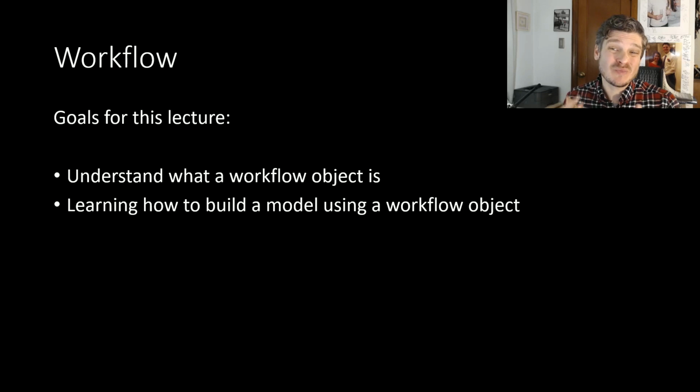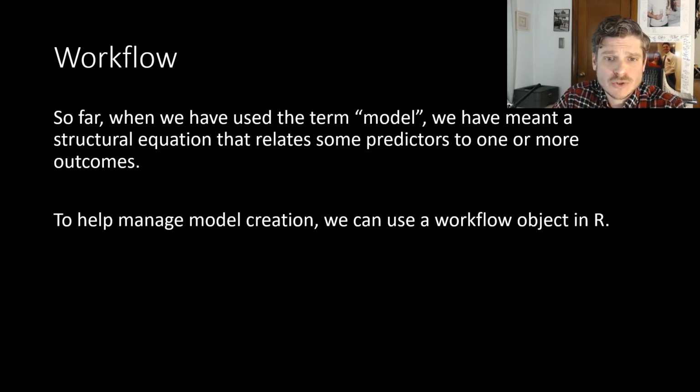And what it does is it allows us to avoid having to pipe and pipe and pipe and pipe. And again, lets us do things one step at a time and really keep track of what we're doing. So we're also going to learn how we can build a model using that workflow object. So far we've used the term model. What we really mean is some sort of structural equation that relates predictors to an outcome. Now, to help manage our model creation, this is why we use a workflow object.